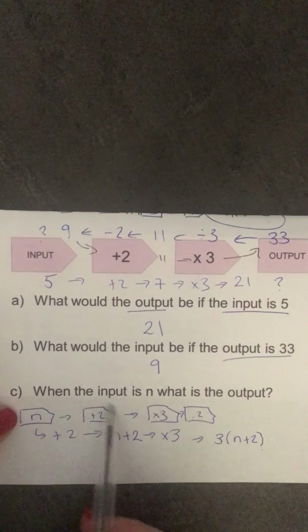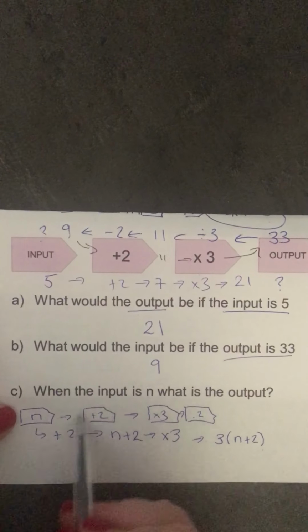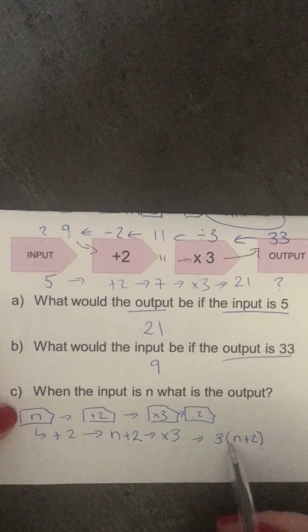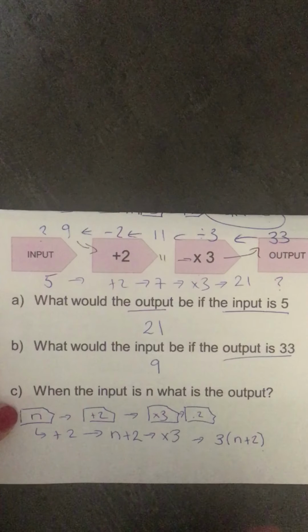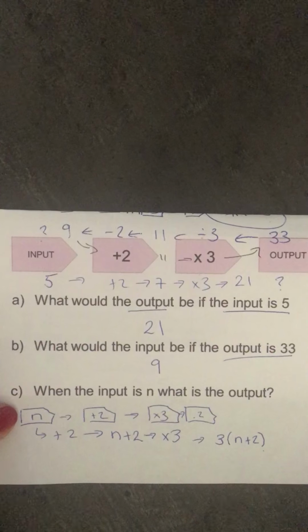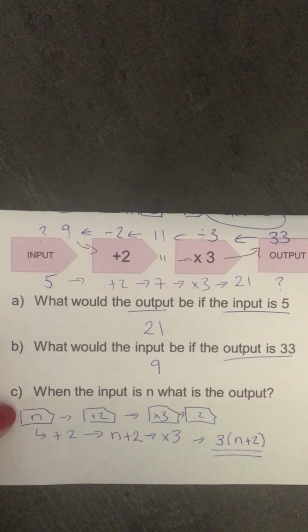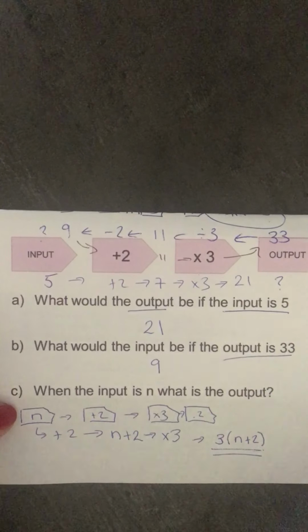If anything's in brackets, we know we have to do that first. And with this function machine, the very first thing we have to do, because we have to work from left to right, is add 2. So by putting it in brackets, we're saying brackets comes first. We're going to do this step first, and then we're going to multiply it by 3. So your final answer is going to be 3 brackets n plus 2. You could multiply out the brackets. We don't need to.